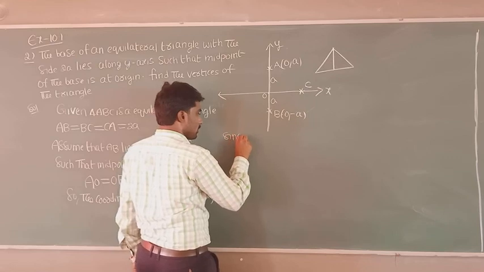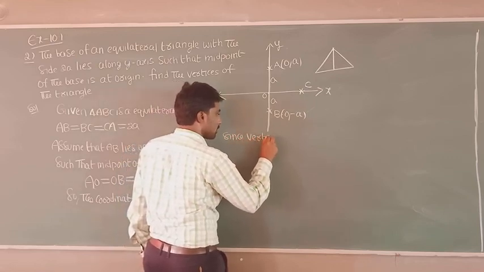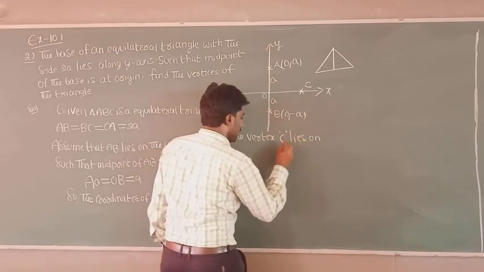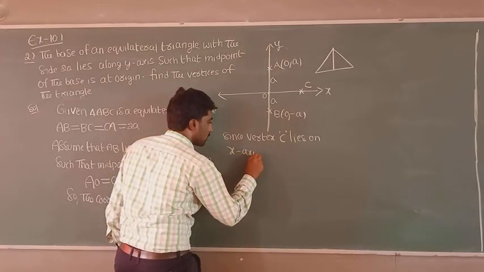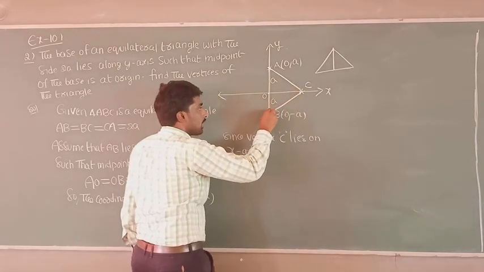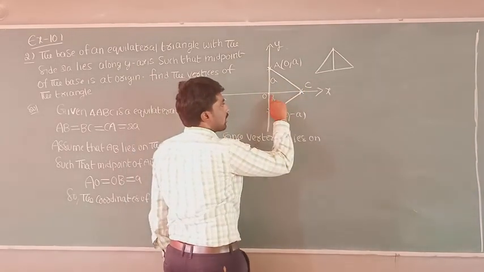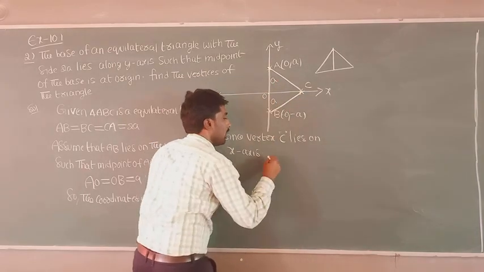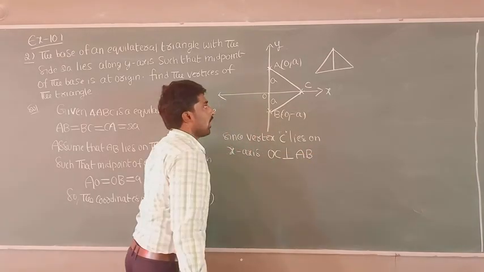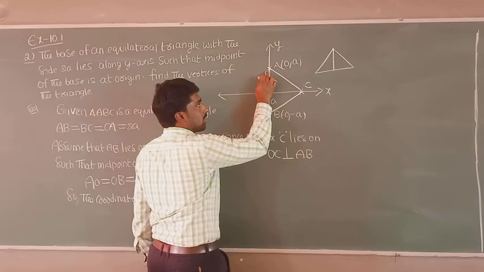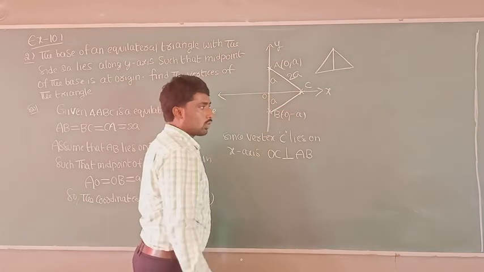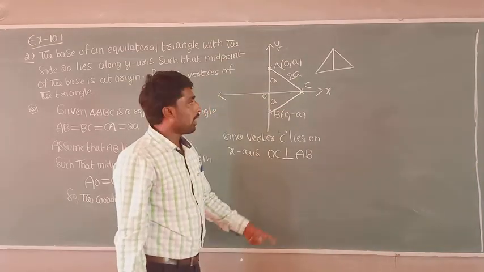You write it here. Since vertex C lies on the x-axis, if I join all these vertices, it forms an equilateral triangle. This OC is perpendicular to AB. Is it clear, everyone? Now all of you observe here. From here to here the length is a. The length of the side of the equilateral triangle is 2a. But I don't know this length OC.